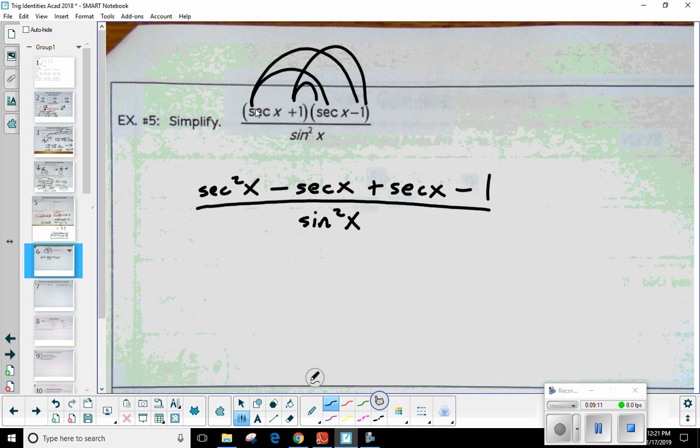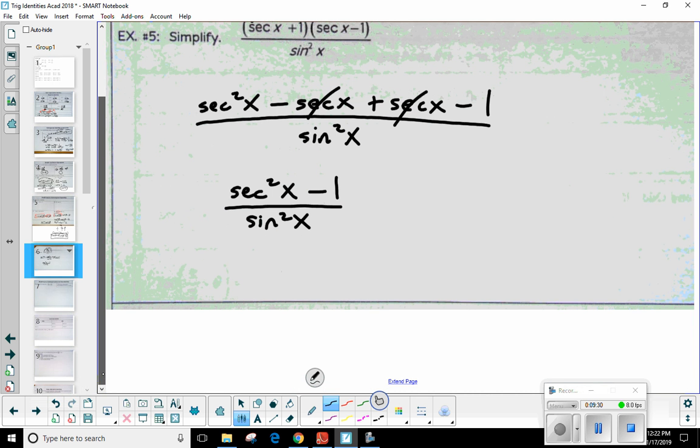Okay. Now, when you multiply conjugates, something's going to happen for your outside and your inside terms. What is that? There you go. They're opposites. One positive, one negative, so they're gone. So I've got secant squared of x minus 1 over sine squared of x.